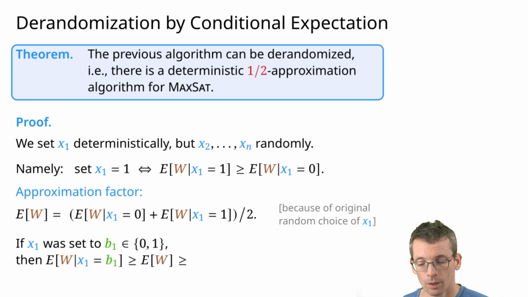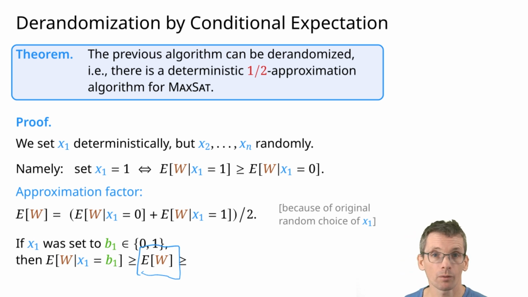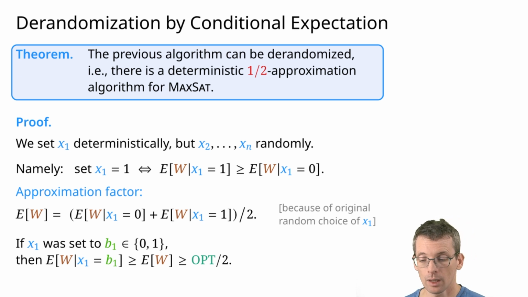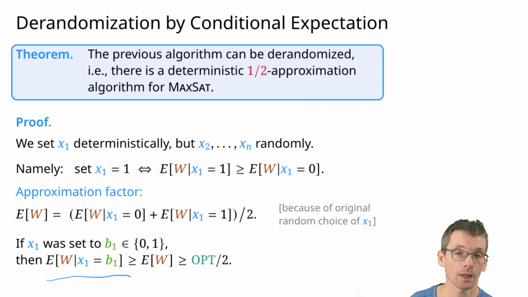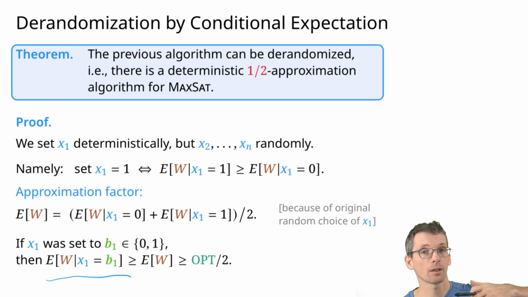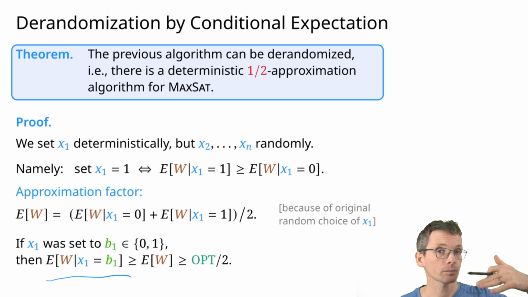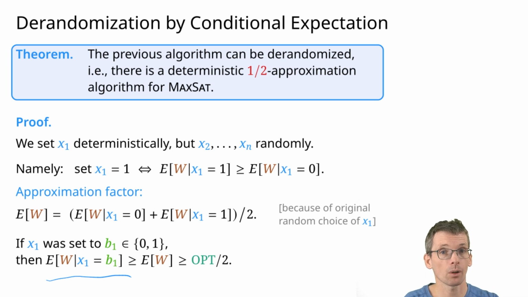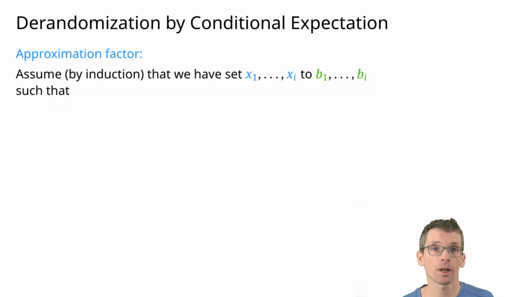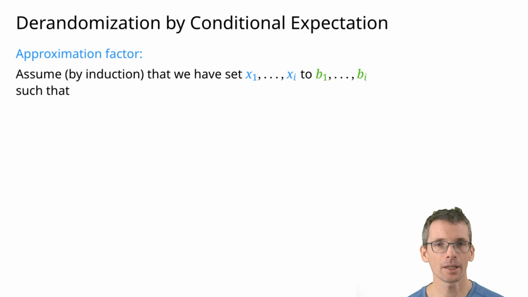And therefore, because this is what we would have gotten from the randomized algorithm, and there we already had that this is at least opt/2, we now know that by setting x1 like this, we still stay above opt/2. And now we can continue with x2 and so on. And there we can now simply apply induction. The base case we have already handled.